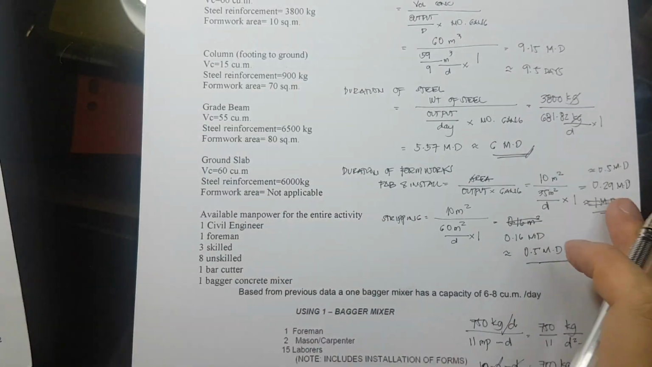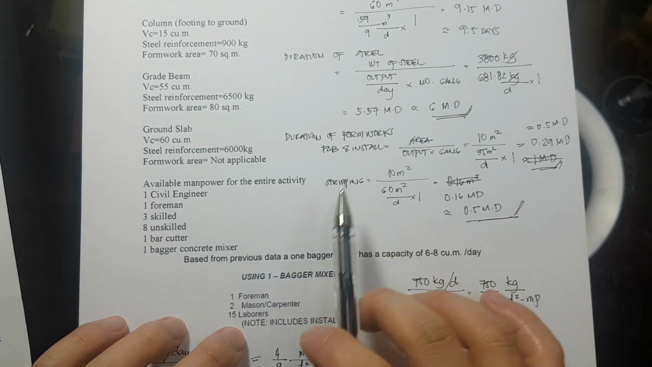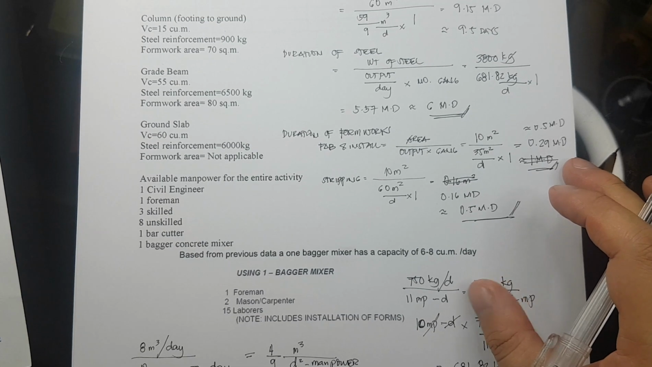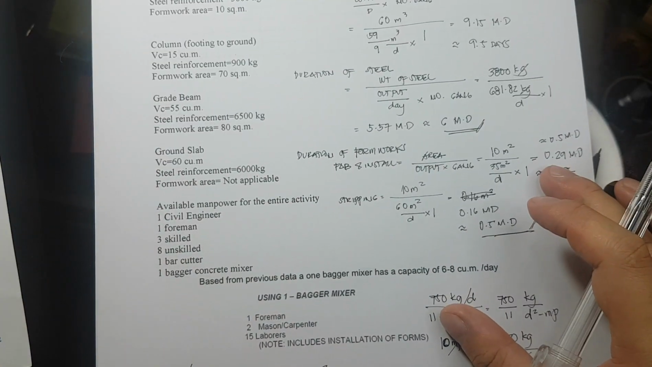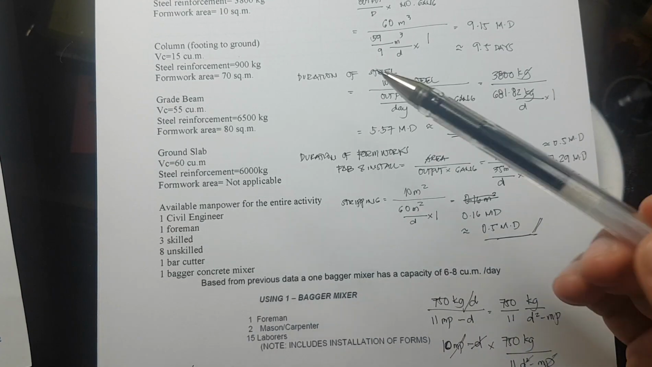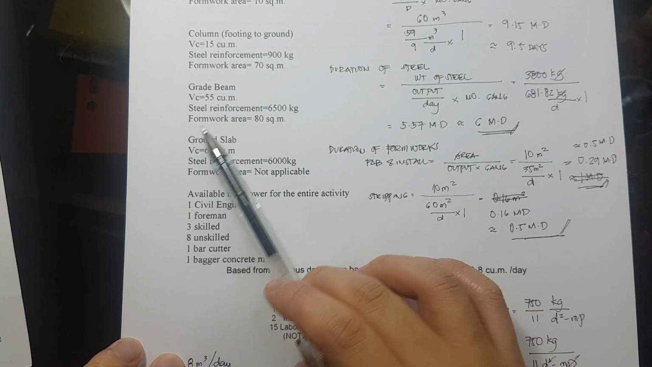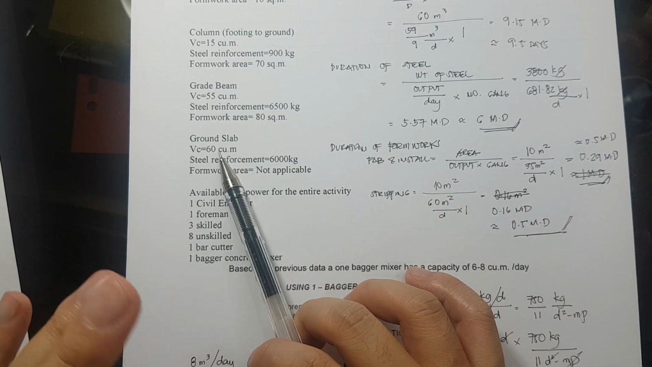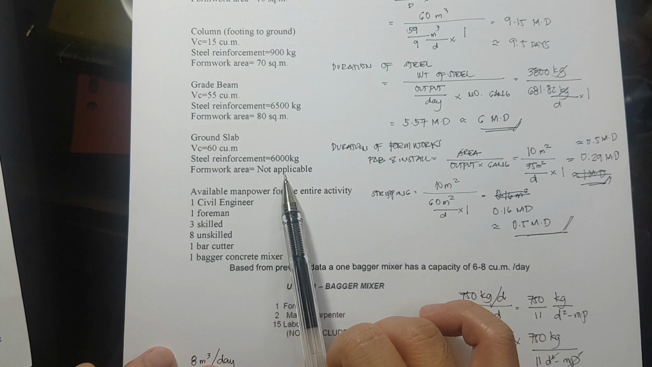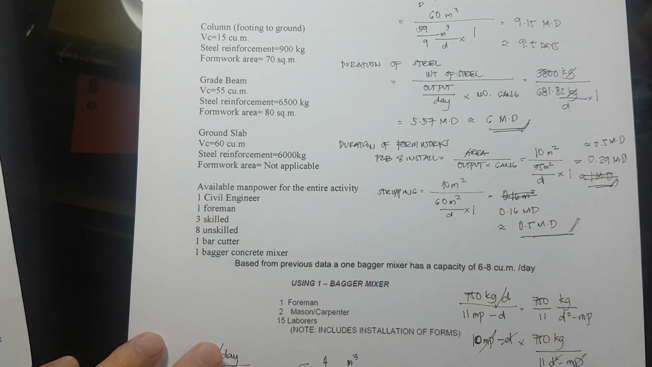Okay? Hindi nyo pwedeng paghaluin yan, ha? Kasi magkaibang araw yung installation and fabrication. Magkaibang araw yung sa stripping natin. Okay? Now, for the other one, you should do it yourself na lang as a form of practice. Now, for the grade beam, for the ground slab, wala tayong forms sa ground slab. Okay? Kasi nasa lupa na siya. Okay? Yan.